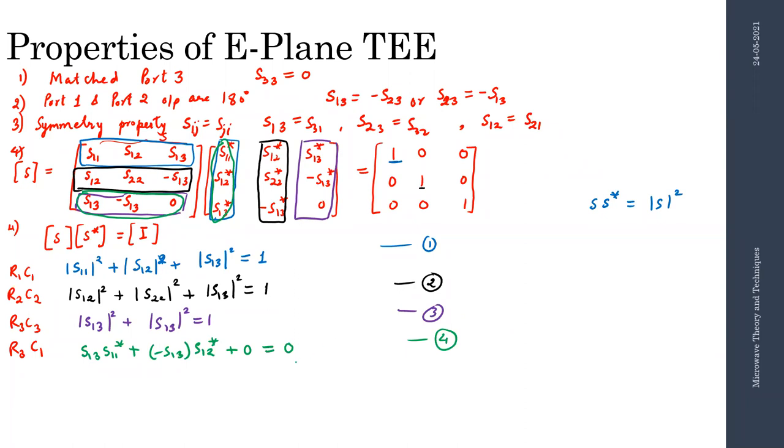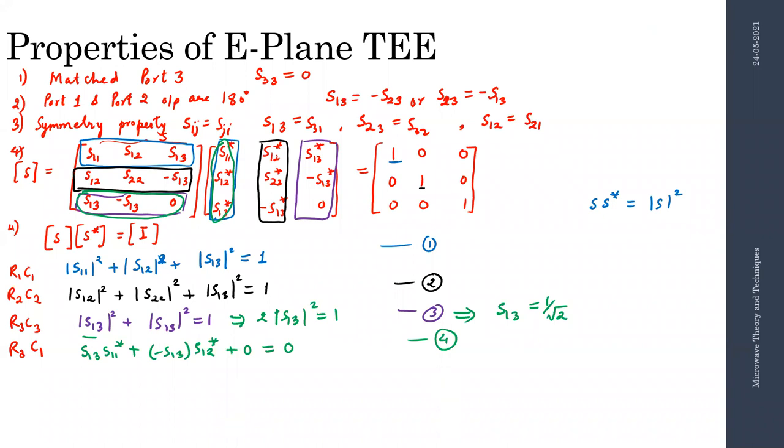So now you see equation number 4. Equation number 3, you see that this is S13, this is S13. So you can write it as 2S13 whole square equal to 1. So S13, if you solve it, what will you get? 1 by root 2.